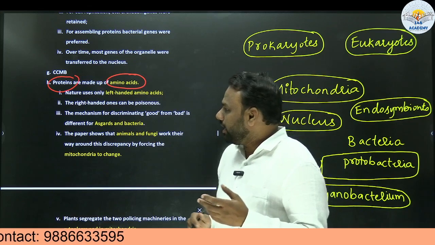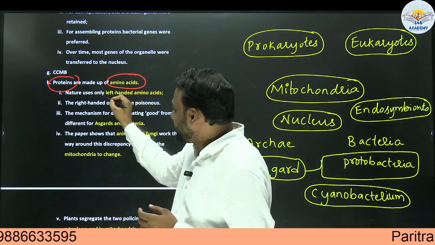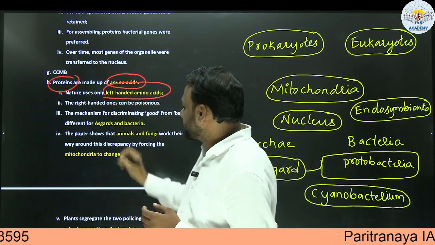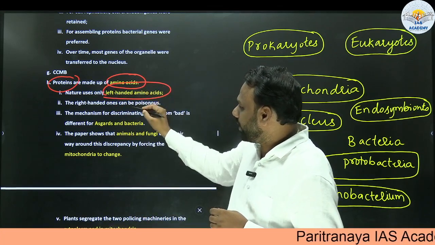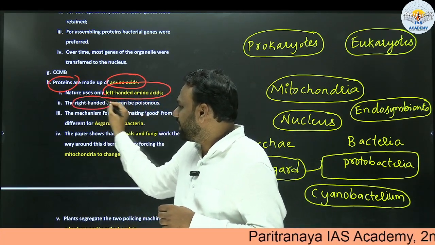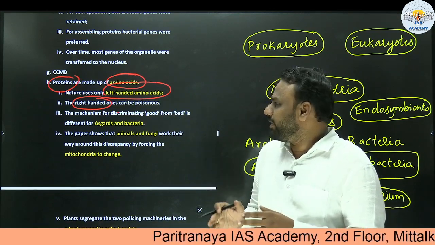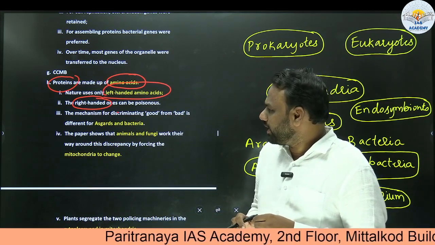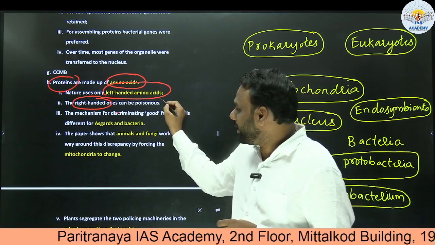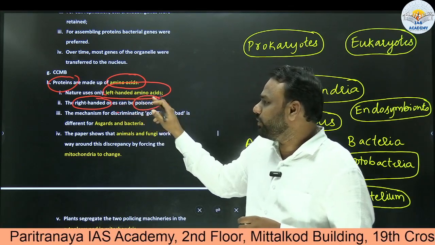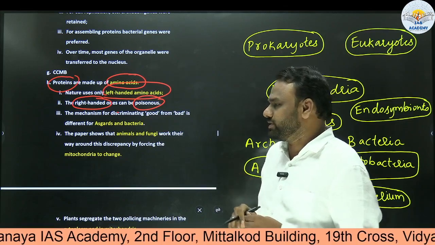Next, apart from that, again these points are important. Nature uses only left-handed amino acids. When it comes to amino acids, there are two types: one is right-handed, another one is left-handed. Left-handed is considered beneficial for life, whereas right-handed can be poisonous. That's why nature only uses left-handed amino acids.